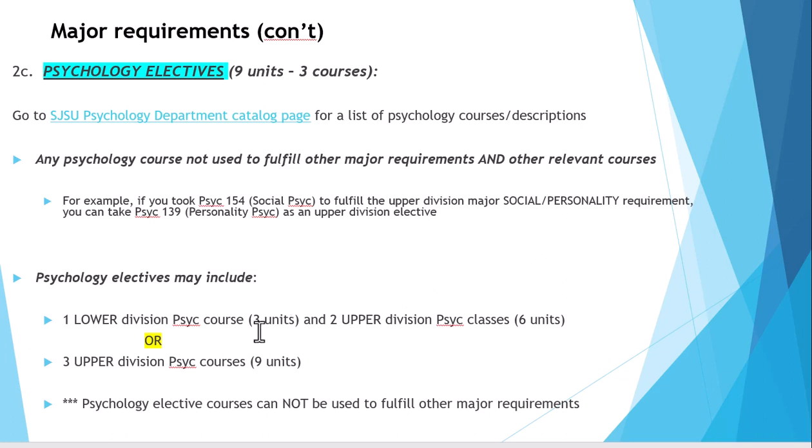Okay. Or another way to complete the psychology elective requirement is just to simply take any 3 upper division psych classes. Again, any 3 psych classes that are upper division that have not been used to fulfill other major requirements. All right, so those are the 2 options of how you can complete your psychology elective requirement.